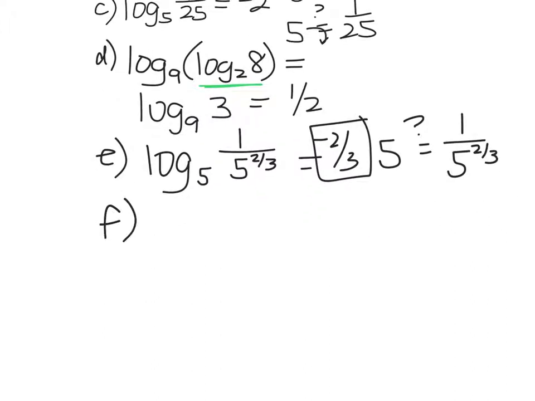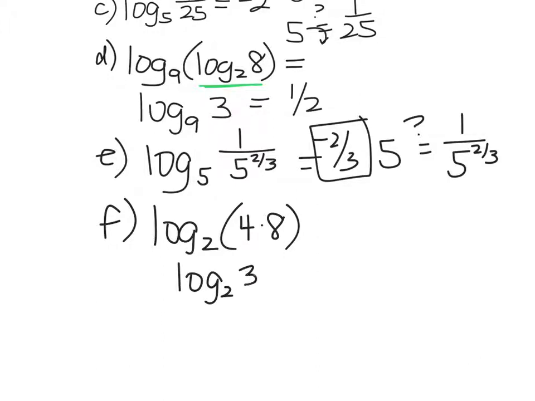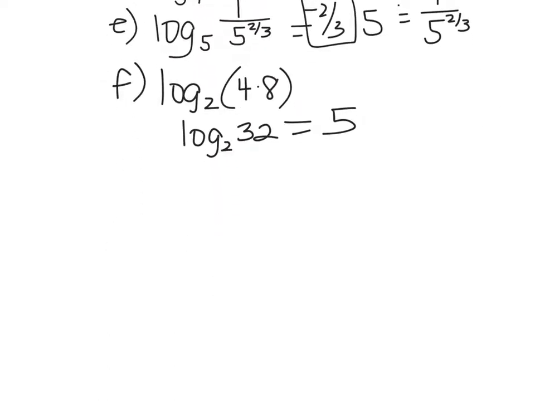All right, let's do this one. Log base 2 of 4 times 8. Now don't try and split things up. Remember your correct order of operations. Do PEMDAS first. Do parentheses. Simplify anything you can first. What is 4 times 8? 32. And 2 to the what is 32? 5. Yes, we're good?